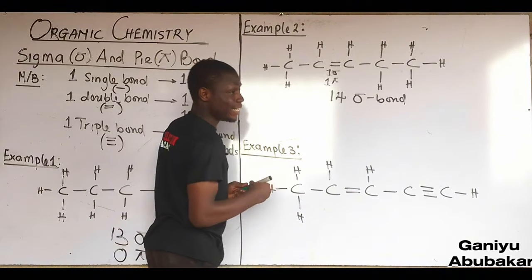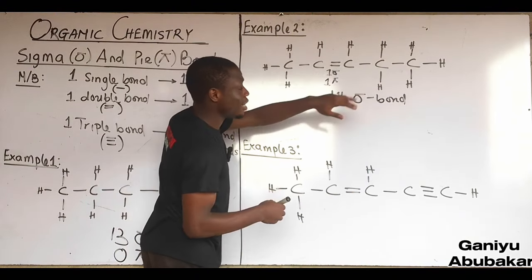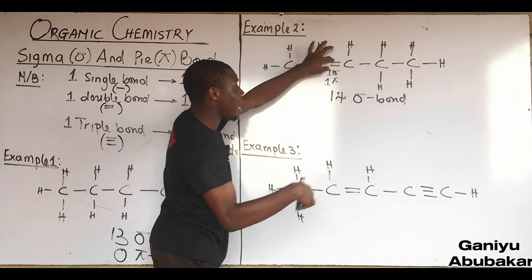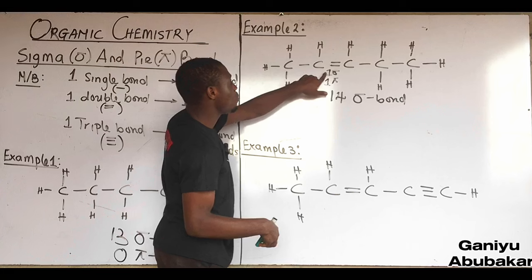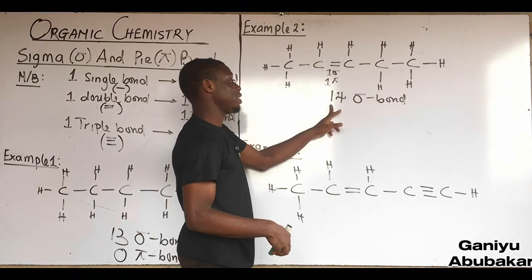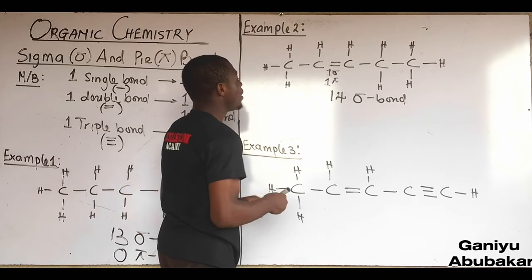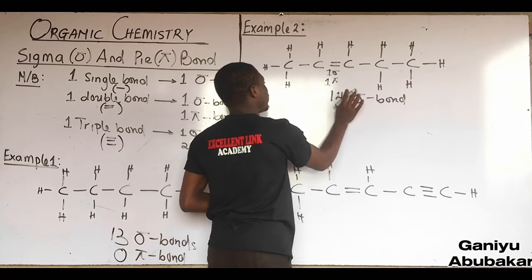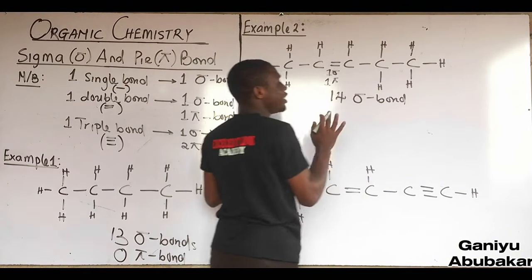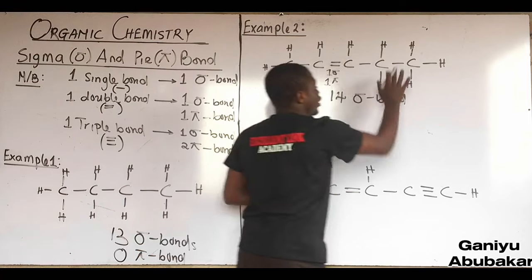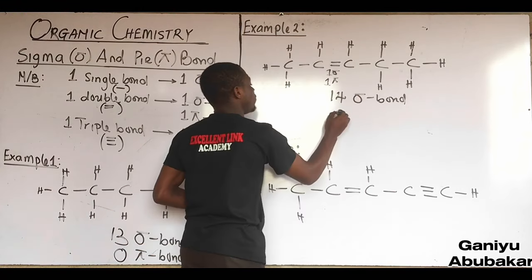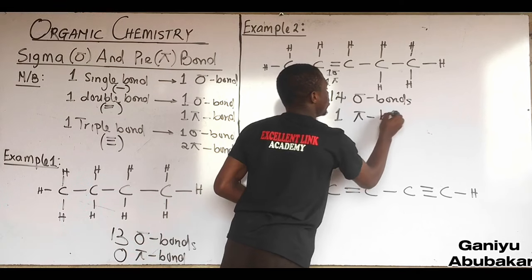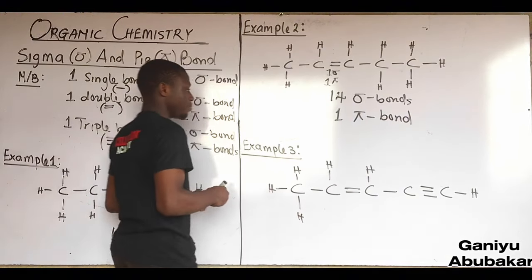It is meant to be 13 from the single bonds. I can't count this one among them because a double bond contains one sigma and one pi. So this one plus the 13, I have 14 sigma bonds. Let's get the pi bonds. We said pi bonds occur in double bonds and triple bonds. In this one here, I can only see a double bond, no triple bond. So I'm having just one pi bond, as you can see.